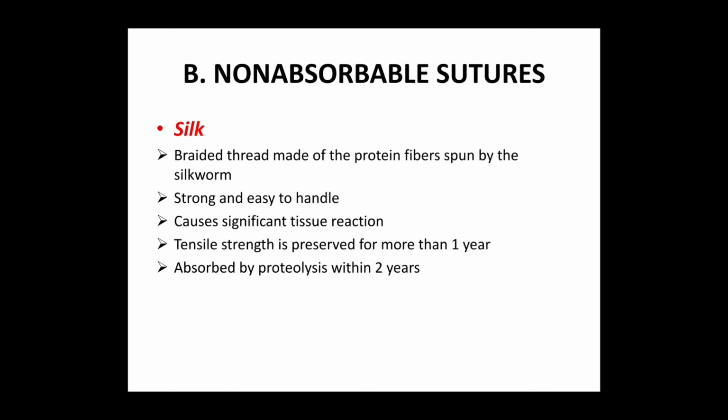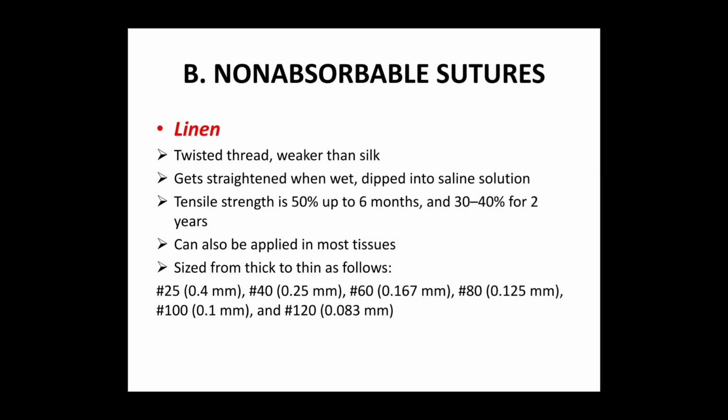I'll be talking about a few points on silk. Silk is a braided thread made up of protein fibers spun by the silkworm. It is strong and easy to handle, but causes significant tissue reaction, meaning it is better to avoid whenever there is a focus of infection, because it is a source for bacterial overgrowth. Tensile strength is preserved for more than 1 year, and it is absorbed by proteolysis within 2 years.